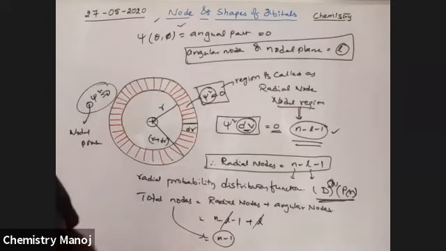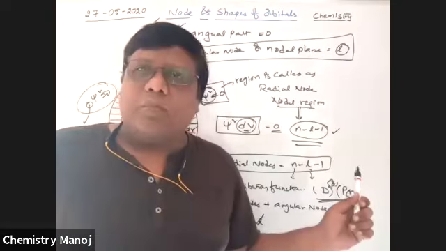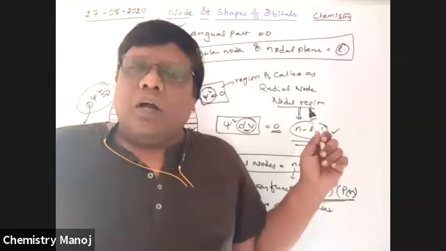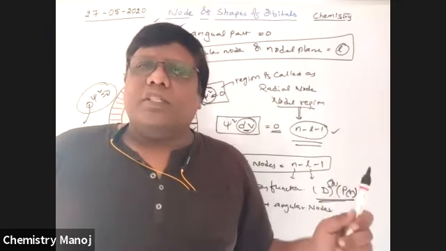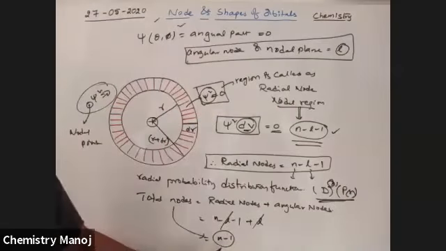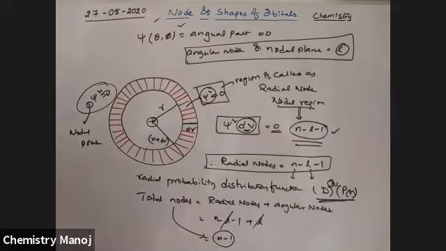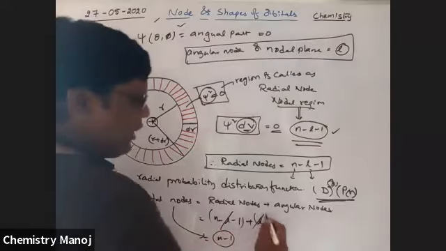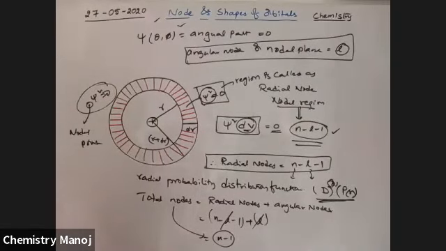And I think it is clear, my dear boys. So how to find out the number of nodes: finally n minus 1. Radial nodes is equal to n minus L minus 1 plus angular nodes is equal to L. So therefore, total number of nodes is equal to n minus 1. Okay. So these are about your nodes.